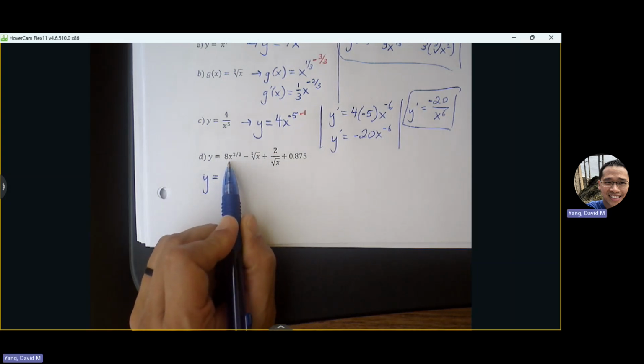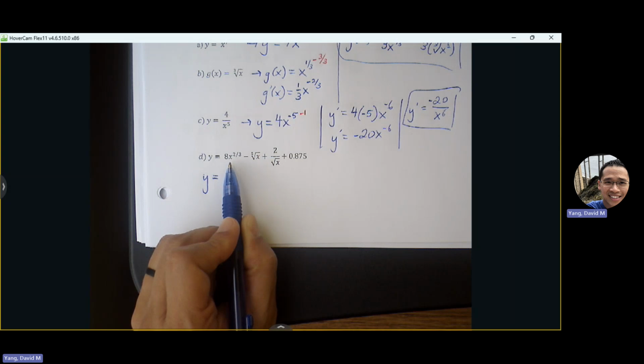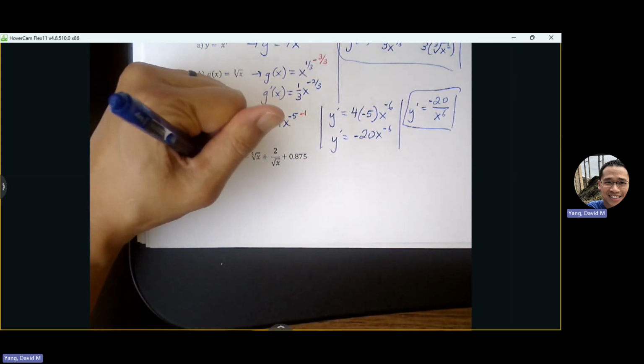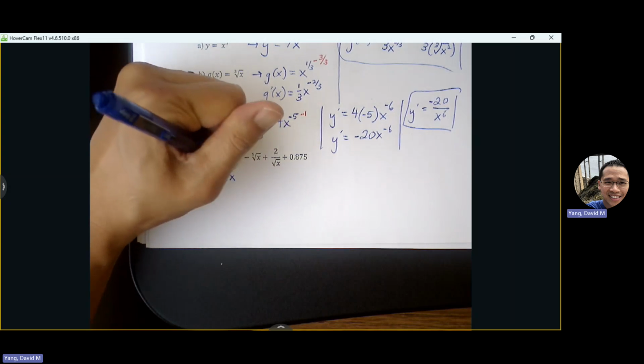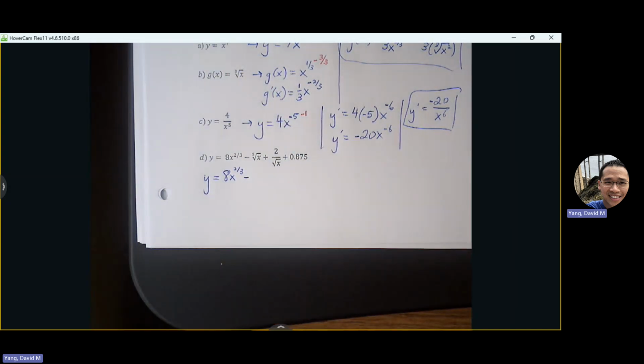Now, 8x to the 2/3. Is this ready for power rule? Do I need to do anything to this? Okay. So 8x to the 2/3, there's no variable in the denominator. There's no radical. There's no parentheses. So this one is good, but I don't want to do the derivative yet. I want to wait until every term is ready. So I'm going to rewrite that term.